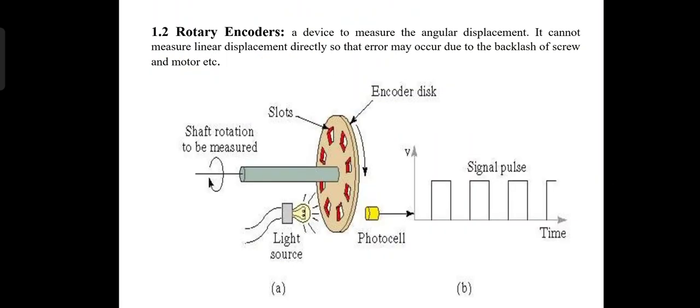Rotary encoders: a device to measure the angular displacement. It cannot measure the linear displacement directly, so an error may occur due to the backlash of the screw and motor. As you can see, the shaft rotation can be measured by the slots in the encoder disc through a light source. Here you can see the x-axis is time and the y-axis is the photocell output of a single pulse.